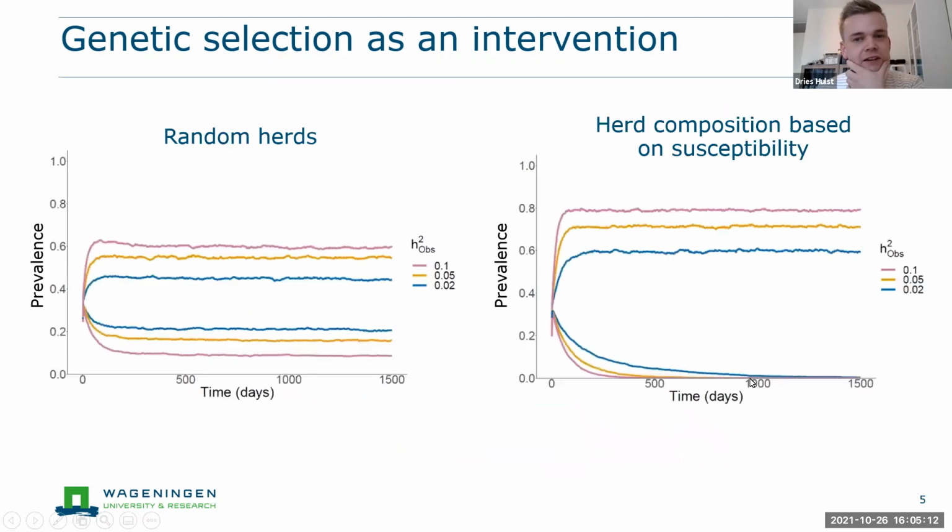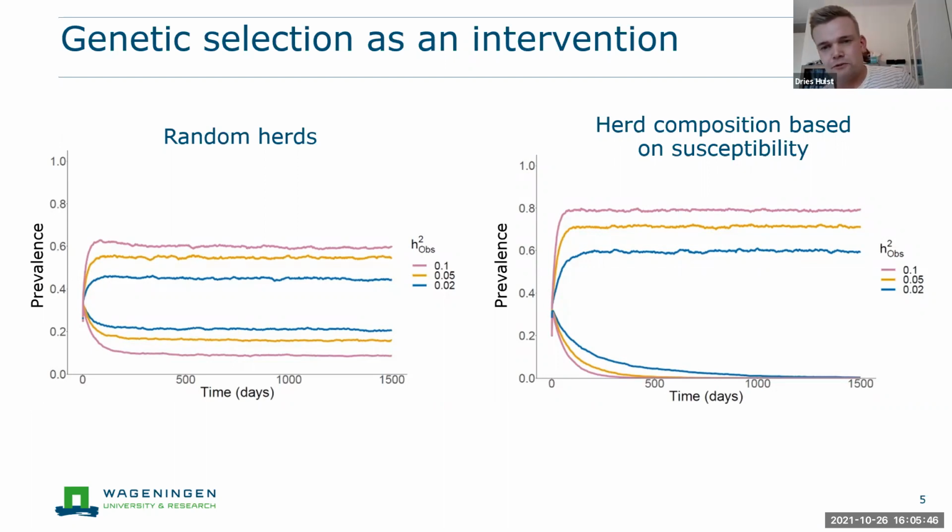So we also investigated why it's different, and you can see that here. It turned out that it's not only with selection that you can achieve that, but also with sorting. In both figures here, the population consists of the same animals. The only difference is how they are put into a herd. On the left, it's at random. On the figure on the right, I first sort them based on their susceptibility, then put them into herds.